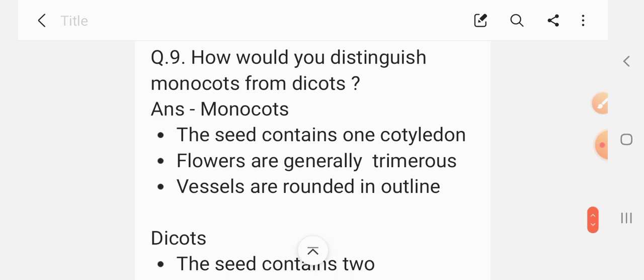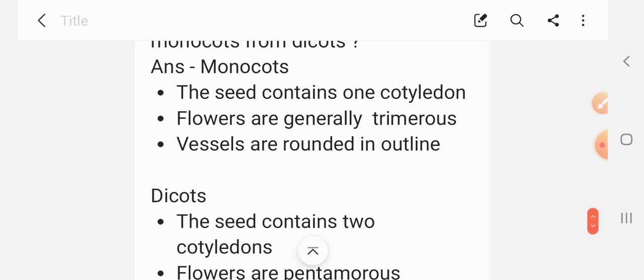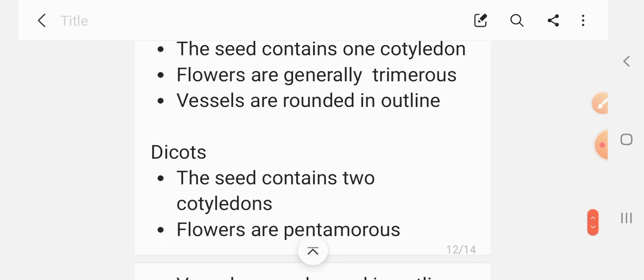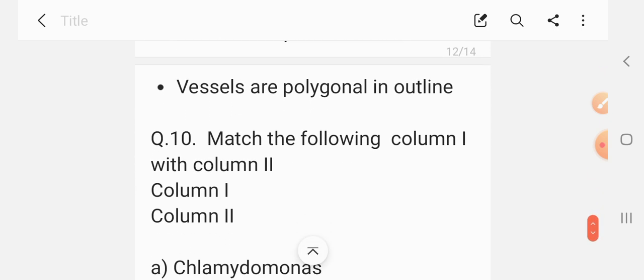Question number 9. How would you distinguish monocots from dicots? Monocots: the seed contains one cotyledon. Flowers are generally trimerous. Vessels are rounded in outline. Dicots: the seed contains two cotyledons. Flowers are pentamerous. Vessels are polygonal in outline.